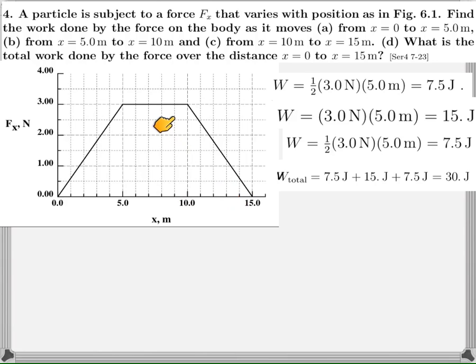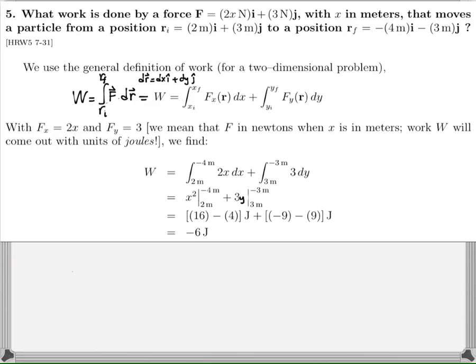Total work is the total area under this curve. It's not a curve, in fact. This section is just a straight line. This is a constant, and again, you have a straight decreasing force, a straight line. So you add all the areas to find the total work done by this varying force from x equals 0 to x equals 15 meters. So very easy.